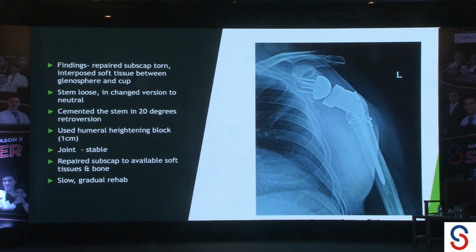On opening up, we found that the repaired subscapularis was torn, and soft tissue was interposed between the surfaces. We also found the stem to be loose. Initially we had kept it in 20-degree retroversion, but it was in neutral version and loose.